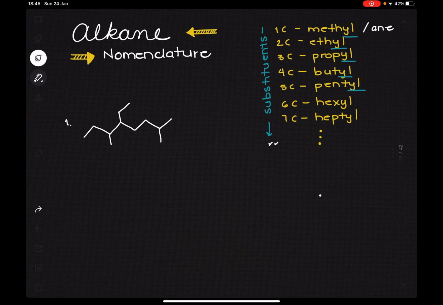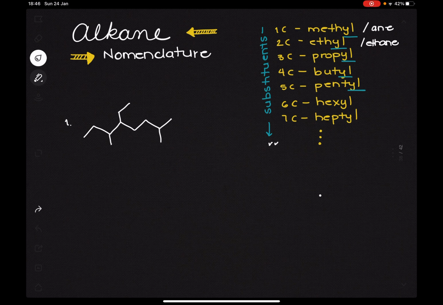So if we have methane, it's going to be an alkane. If we have a methyl, it's going to be one carbon stuck to another chain. If we have ethyl, it's going to be a substituent. And if we have ethane, it's going to be a carbon chain, and so on and so forth.